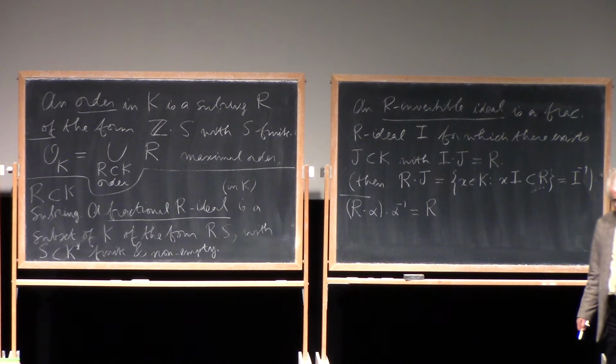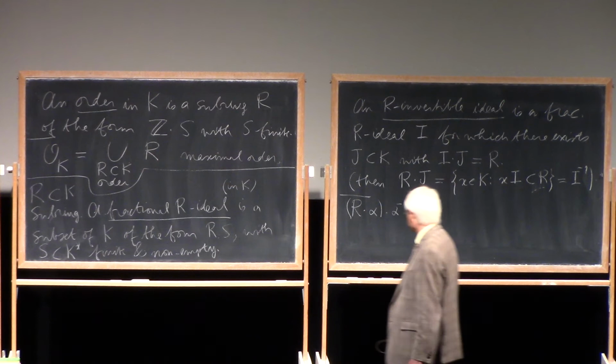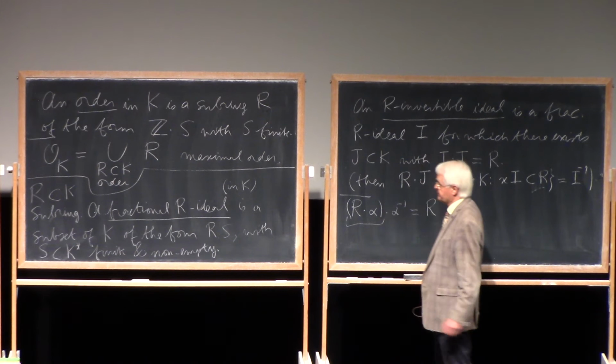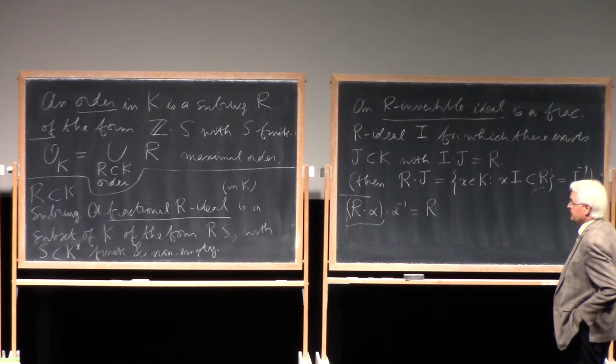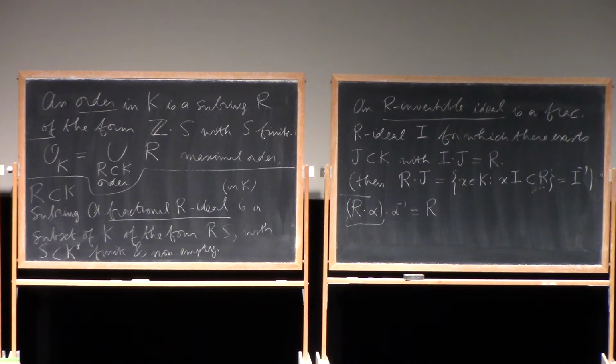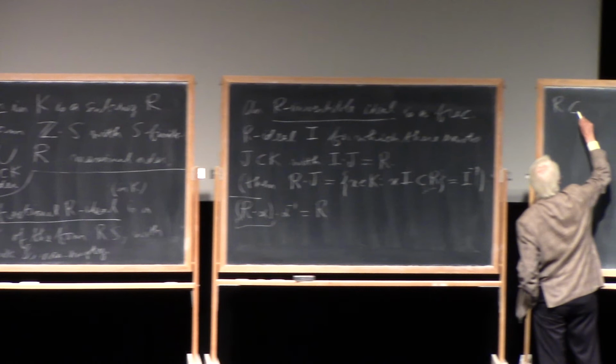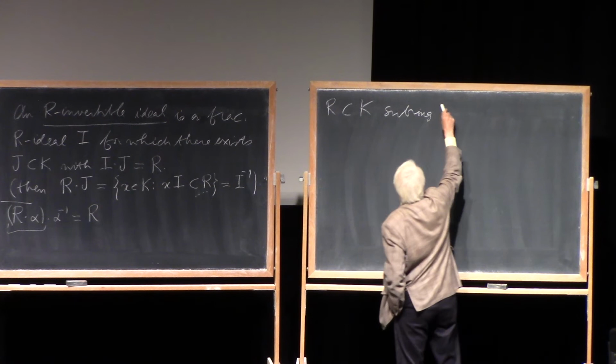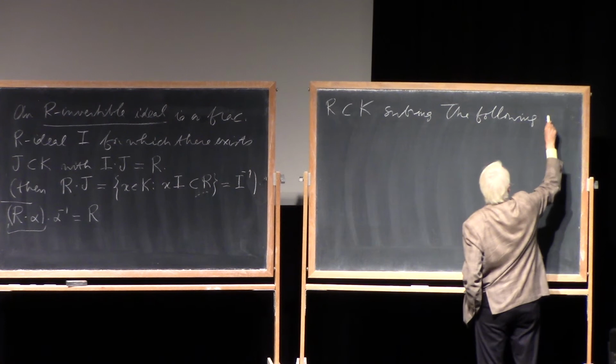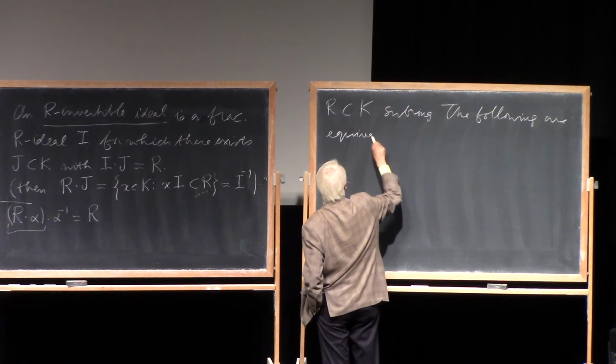So the inverse of R alpha is R times alpha inverse. And it is in general too optimistic that the sum of two principal ideals is principal, but what you can hope is that the sum of two invertible ideals is invertible. So here is a fairly elementary statement from algebraic number theory. Let R be a subring of K, then the following are equivalent.